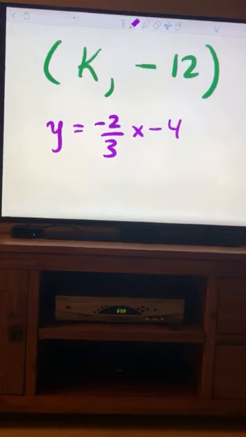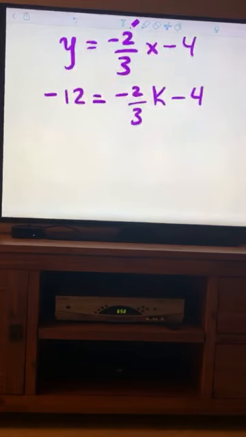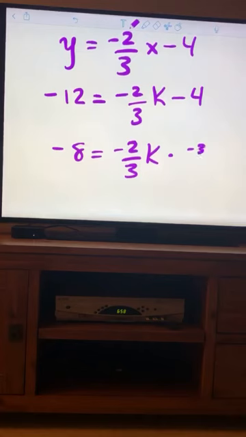All right, so how we would do this, you could do it a few ways. You could utilize your calculator table. Algebraically, you know k is negative 12. It's basically a problem where you're solving for an input. You're solving for x. I would move 4 over. I get negative 8 equals negative 2/3 k. I'll multiply both sides by negative 3 over 2. The million-dollar question is why negative 3 over 2?